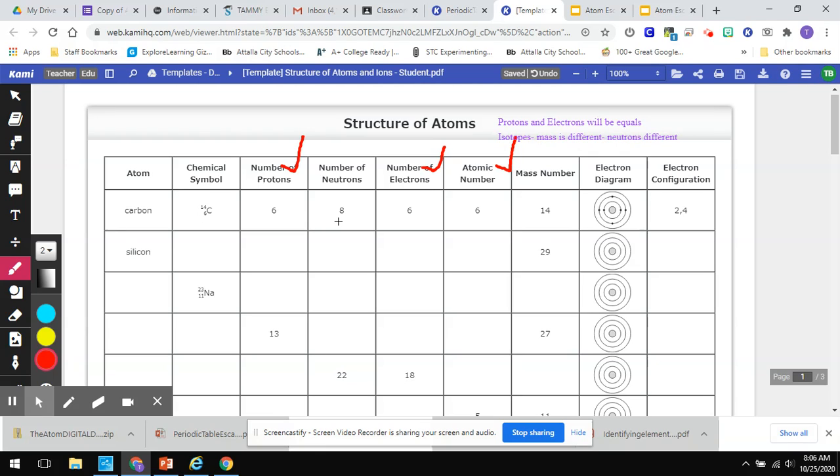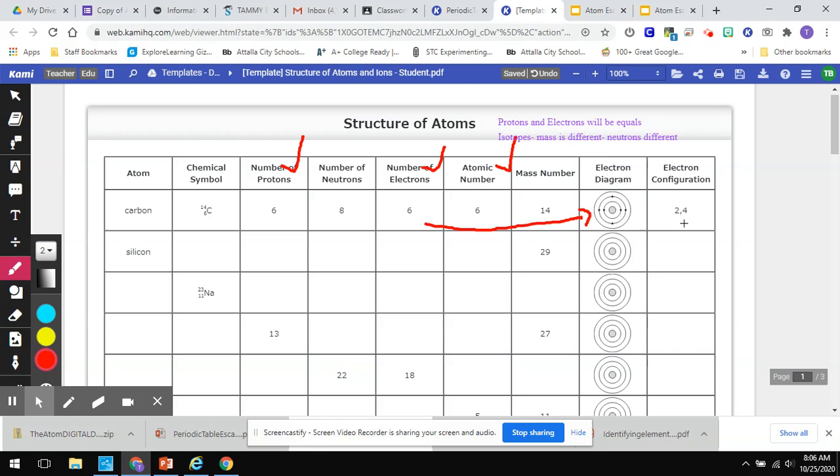The 14 was our mass number, but then in order to get neutrons, we just go 14 minus 6, and that gave us 8. Over here, we are diagramming electrons, okay? So that's the particle that'll be diagrammed. So we had 6 electrons, so we know from the rules of Bohr diagramming that 2 can go in your first orbital, and the second orbital is not full until 8. So once I put the first 2, I have 4 left, and they go on the second orbital.